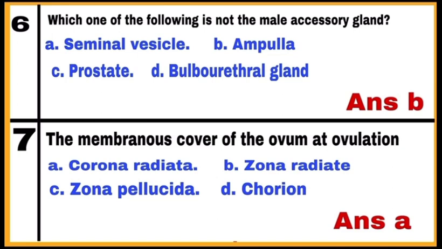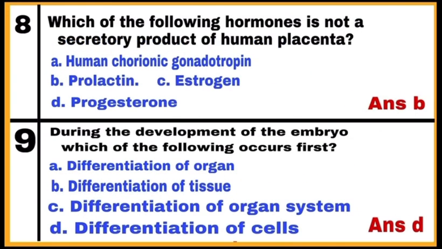Question 7. The membranous cover of the ovum at ovulation is. The membranous cover of the ovum at ovulation is corona radiata. So option A is correct.